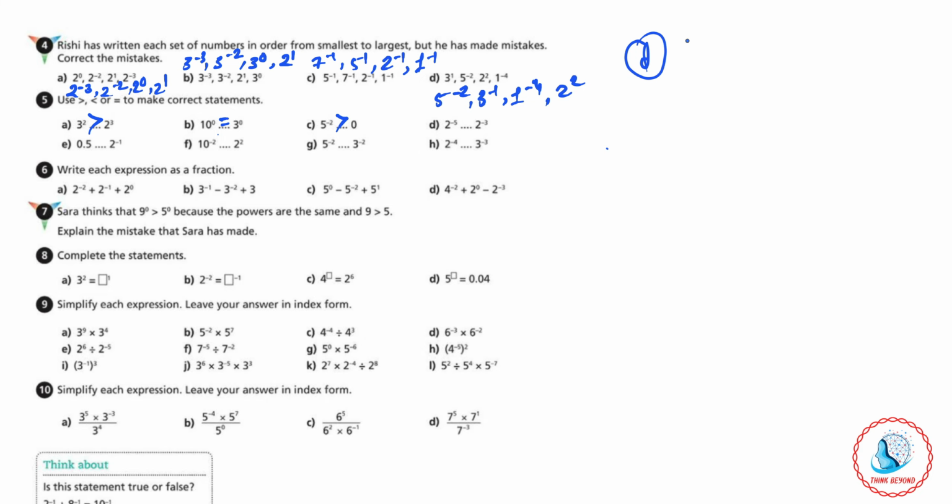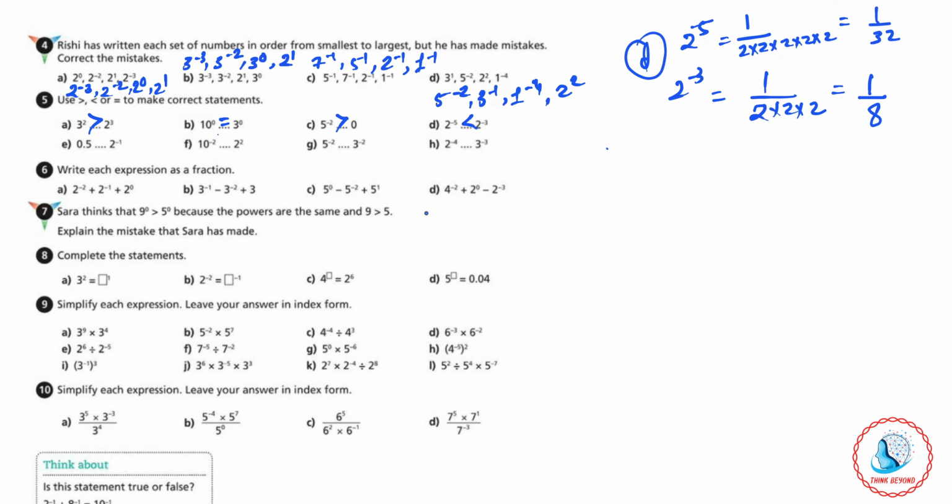Question number D is 2 raised to power minus 5 and 2 raised to power minus 3. 2 raised to power minus 5 is 1 over 2 times 2 times 2 times 2 times 2, right? So I think it is 1 over 32. Then 2 times 2 times 2, this is 1 over 8. Which one is greater? Obviously this one is greater. 1 over 8 is greater.